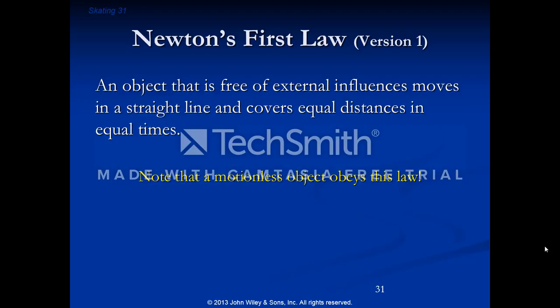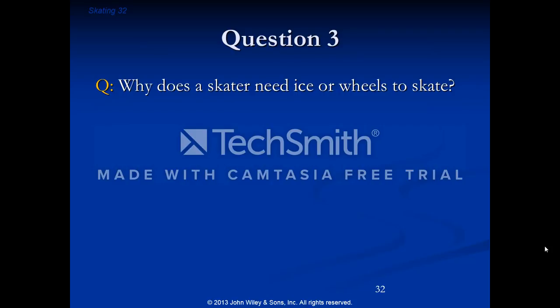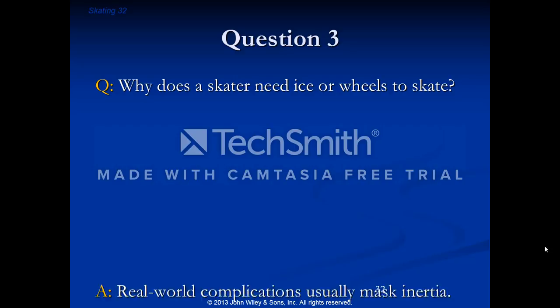More written out, an object free of external influences continues to move in a straight line, covering equal distances in equal times. Cool. All right, so next question is, why is it that an ice skater needs ice skates, or ice? Or if you're talking about somebody using rollerblades or roller skates, why do they need wheels in order to move?